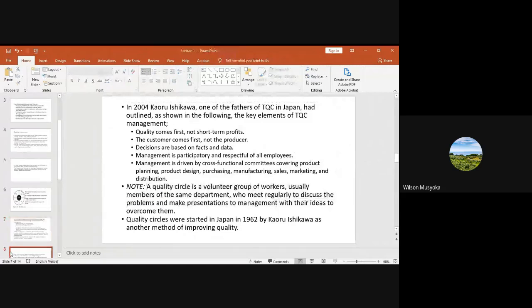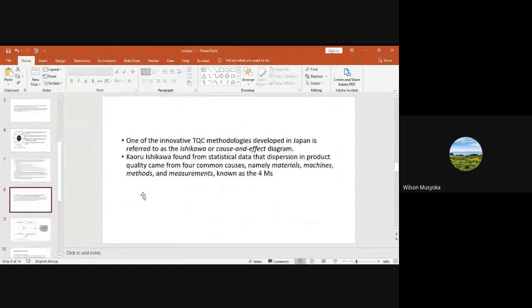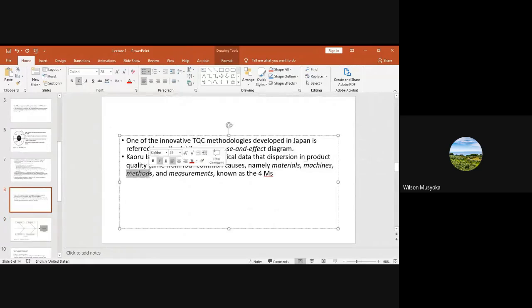So one of the innovative quality methodologies developed in Japan was referred to as the Ishikawa or cause and effect diagram. Out of those quality management methods or elements, we had the cause and effect diagram, which was also developed by Kaoru Ishikawa. That is why it is called the Ishikawa diagram. And it had the 4 M's, whereby we have the materials, machines, methods, and measurements.